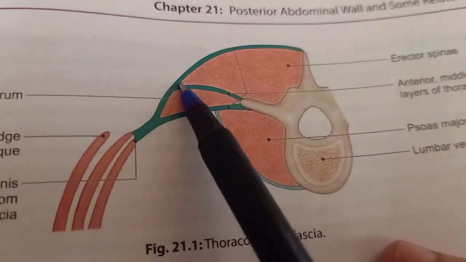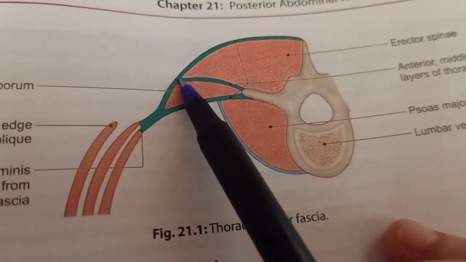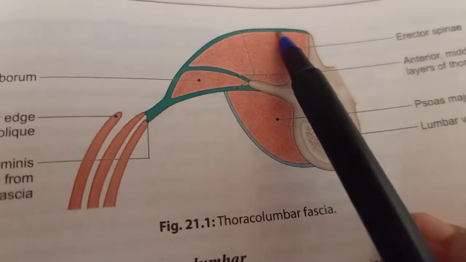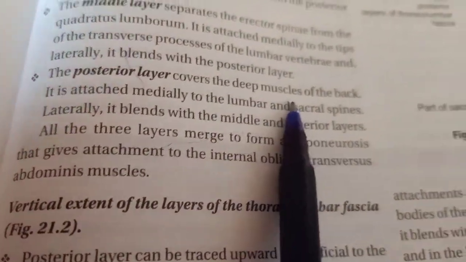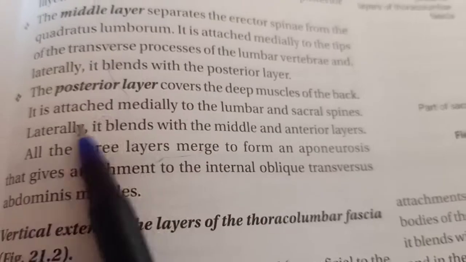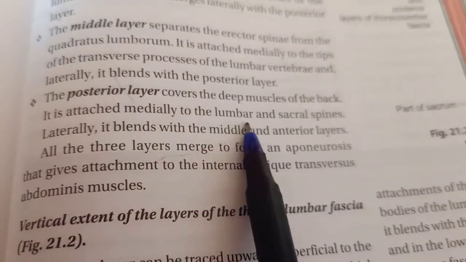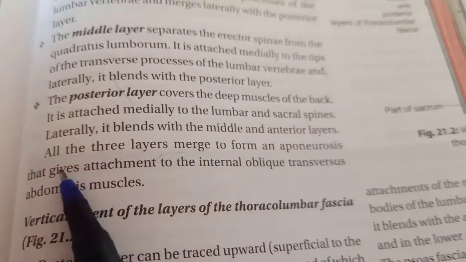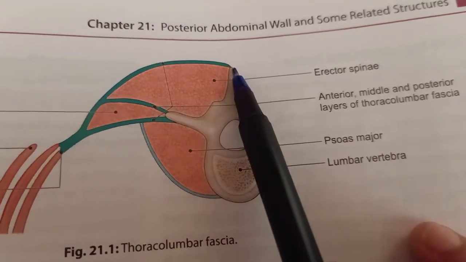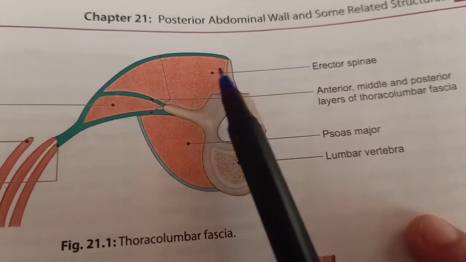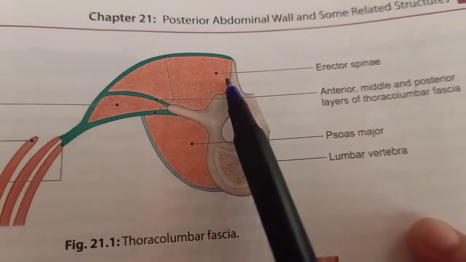So laterally it is blending. This middle layer is blending laterally with the posterior layer. Posterior layer, it covers the deep muscles of the back. It is attached medially to the lumbar vertebrae and sacral spinous process. So this is the spinous process. So medially it is attached to the spinous process of the lumbar and the sacral vertebrae.